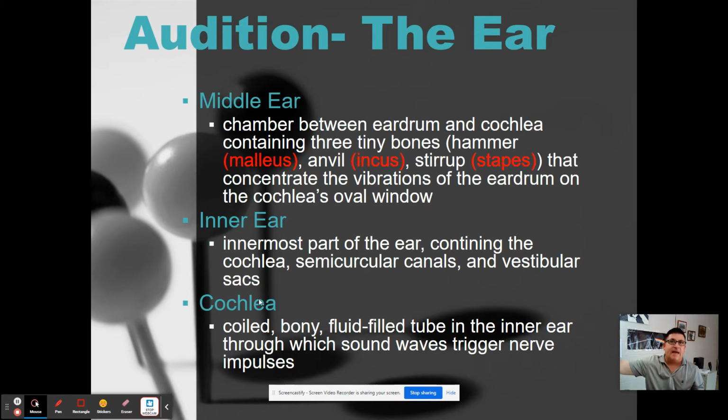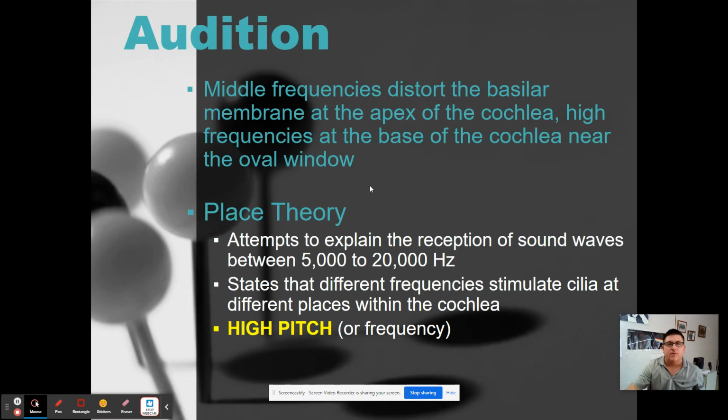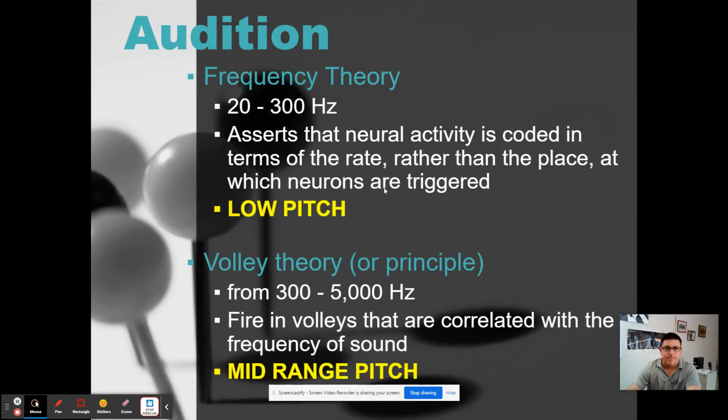That change from sound energy, wavelength, air pressure into a neural message takes place in the cochlea. It's a little spiny, shell-looking thing with little hairs that trigger nerve impulses. Place theory of hearing tries to explain high-pitched sounds. It's where it affects the cochlea. Frequency theory asserts that activity is coded in terms of the rate rather than the place. It tries to explain low-pitched frequencies.